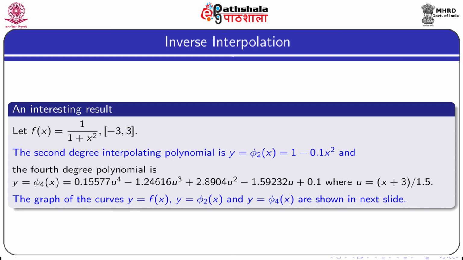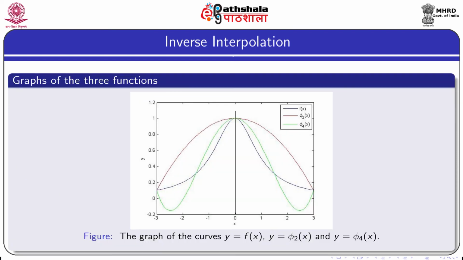The curves of y equal to f(x), y equal to phi 2(x) and y equal to phi 4(x) are shown in the next slide. In this diagram, the blue curve represents the function f(x). The red curve, that means the parabolic curve, represents the second degree polynomial phi 2(x), and the green curve represents the fourth degree polynomial phi 4(x). Note that the values of f(x) and phi 2(x) are positive, that means in the upper half of the x-axis, but the value of the polynomial phi 4(x) is negative for certain values of x.